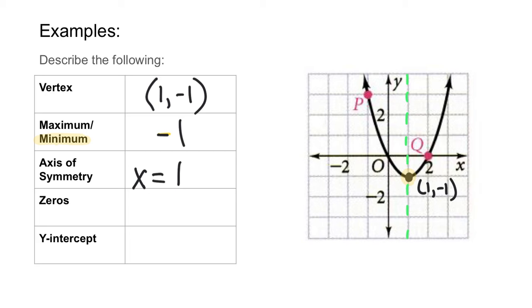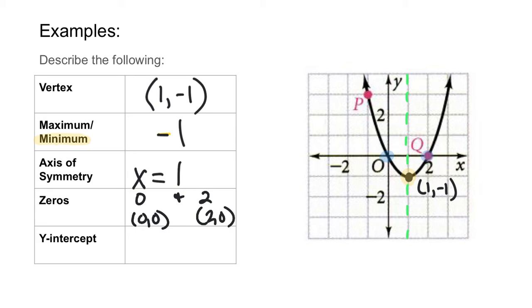Now, zeros are the points where it touches the x-axis. So zeros and x-intercepts are the same thing. So for this, we touch the x-axis right here, and then again right here. So there are two zeros. Those zeros are located at 0 and at 2. Sometimes you'll see that given as just the number. Sometimes you'll see that given as an actual ordered pair, like 0, 0 and 2, 0. It kind of depends on how the question asks for it.